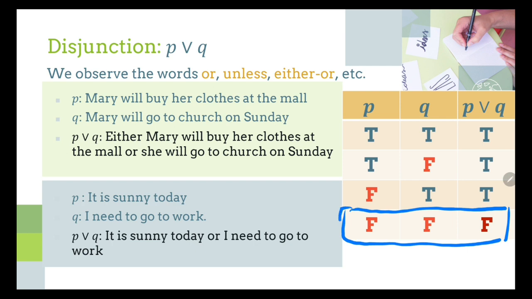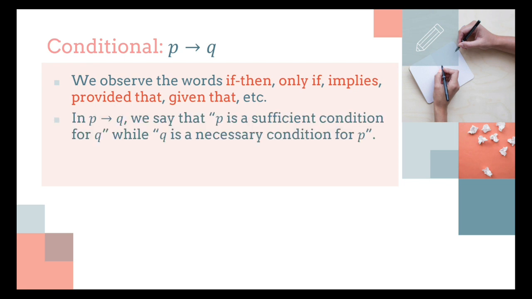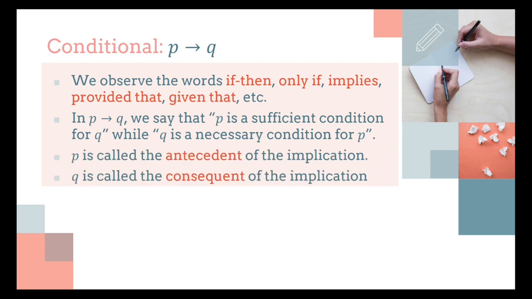So, if at least one of them is true, then the disjunction is true. Conditional. We observe the words if then, only if, or implies, provided that, given that, etc. In a conditional statement, we say that P is a sufficient condition for Q, while Q is a necessary condition for P. P is called the antecedent of the implication, and Q is called the consequent of the implication.